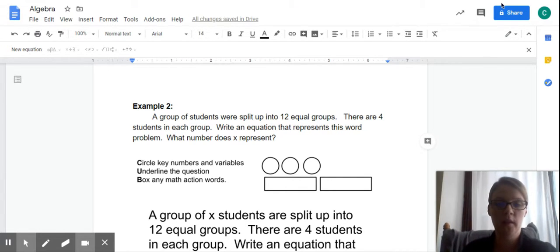A group of students were split up into 12 equal groups. There are 4 students in each group. Write an equation that represents this word problem. What number does x represent?